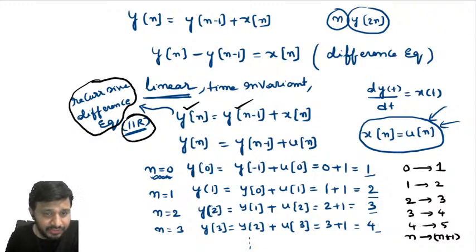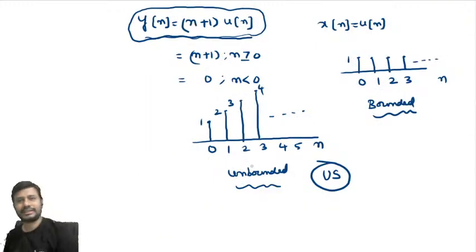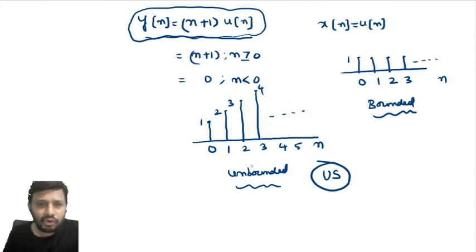Infinite impulse response filters, IIR filters, are specified by recursive difference equations, and IIR filters can be unstable. FIR filters are always stable, whereas IIR filters can be unstable. How can you say? Observe here. A lot of analysis is there in this problem. Hope you understood this one.